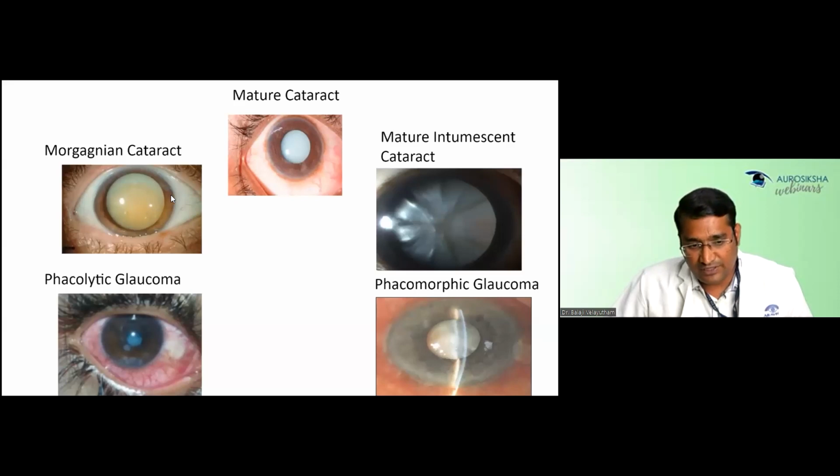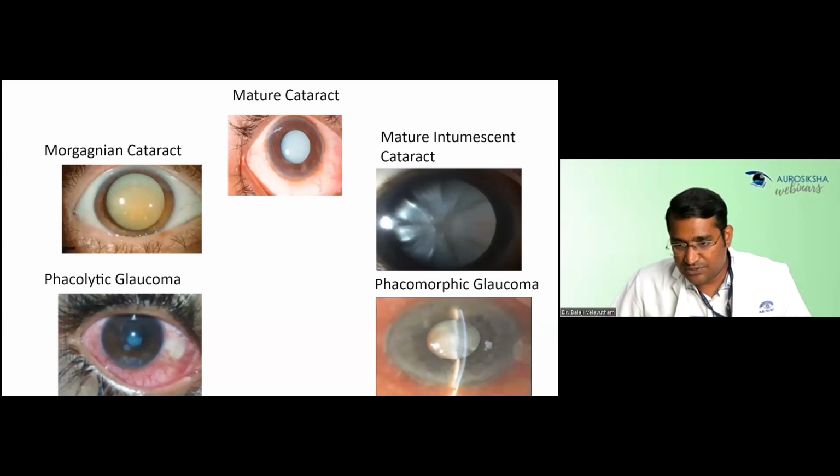If the patient doesn't undergo surgery at this stage, the liquefied cortex, as you can see in the next picture, has come out and settled in the anterior chamber. And this will cause an anterior segment inflammation. And this is called phacolytic glaucoma. As you can see from both the pictures, the anterior chamber is not shallow, it is well formed.